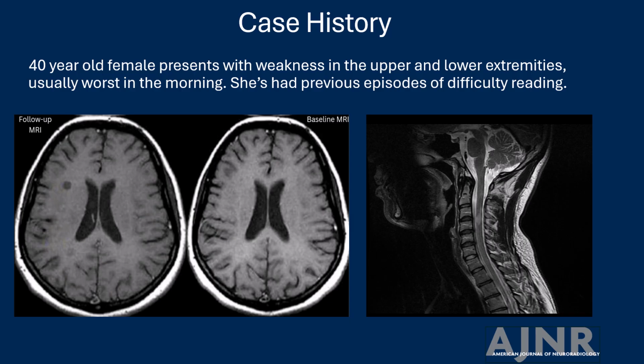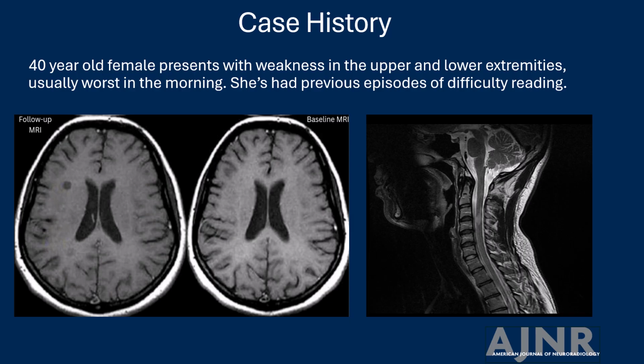Alright, so now let's take a look at our next case. We have a 40-year-old female presenting with weakness in the upper and lower extremities, usually worst in the morning. She's had previous episodes of difficulty reading. So we have here 2 T1 weighted images, a baseline and a follow-up scan. We also have a T2 sagittal spine.